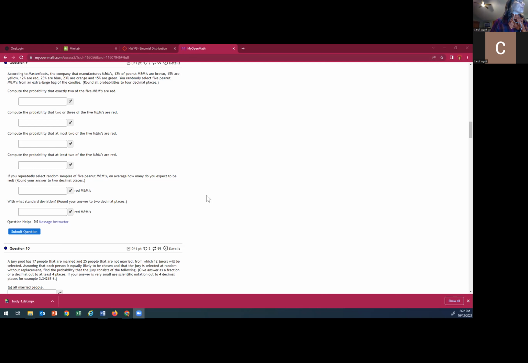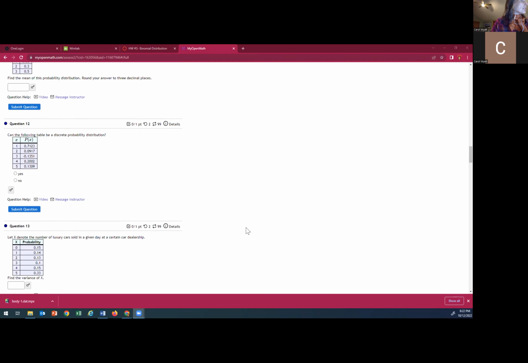According to Master Foods, okay, we did this very similar problem last week. They're just now saying you could use a binomial distribution for this. It's the same exact thing. At most 2 of the 5, so 0, 1, and 2. Again, that's going to be binomial CDF up to 2, or you could calculate 0, 1, and 2 and add them together. Hopefully, after the ones that we've done, that kind of makes more sense now.